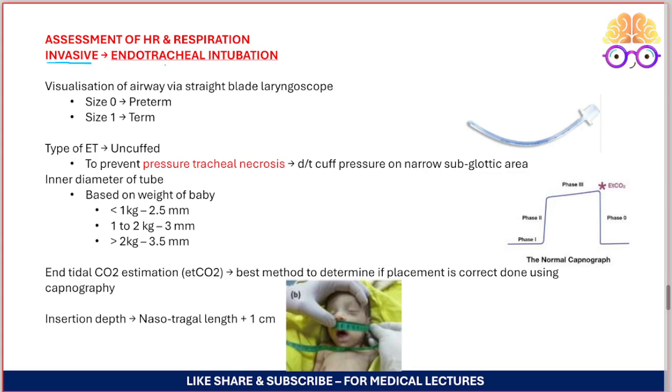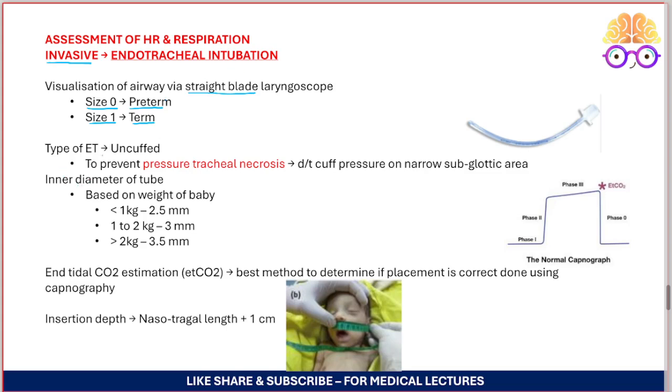So we need to have endotracheal intubation. Endotracheal intubation means the laryngoscope and all those things will be present. So how will we do it? Visualization of the airway via a straight blade laryngoscope. We are going to use this straight blade laryngoscope, size 0 for the preterm and size 1 for the term. You need to remember only this, and the main thing is the straight blade.